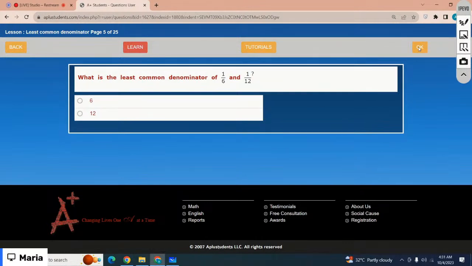Which is the correct option? Very good. That would be 12. The correct option is 12.